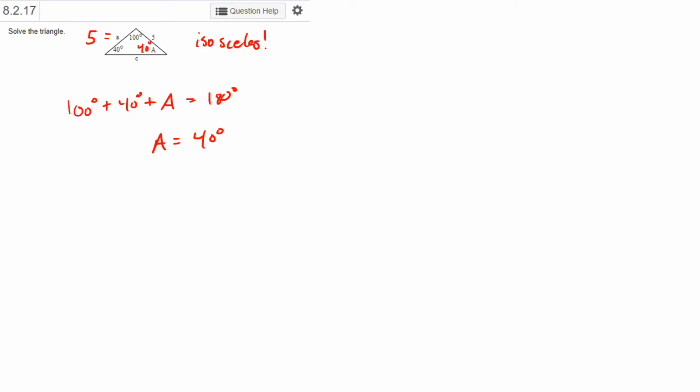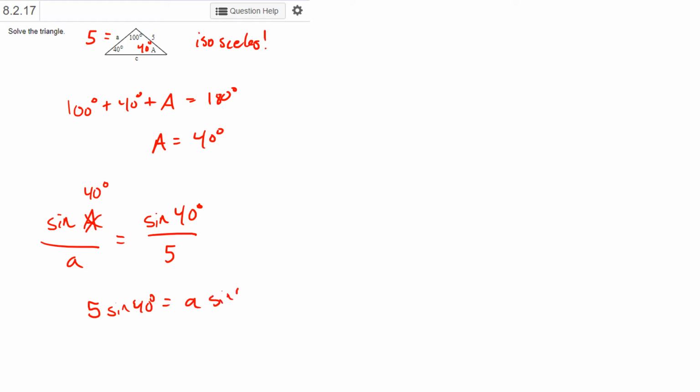We can, however, get that from the law of sines, which would say the sine of angle A divided by the side across from it will be equal to the sine of the 40-degree angle divided by the side across from that. But we've already noted that A is 40 degrees. So if I cross multiply, we get 5 times the sine of 40 degrees is equal to A times the sine of 40 degrees, and division by the sine of 40 degrees, which is not 0, so we can divide by it, just gives me right away that A is 5.